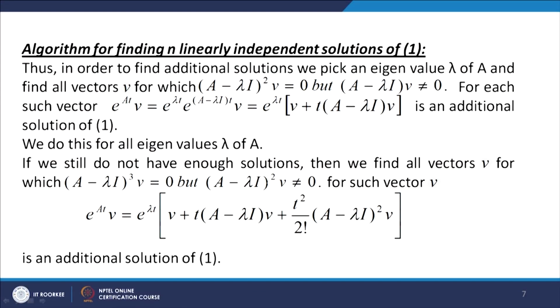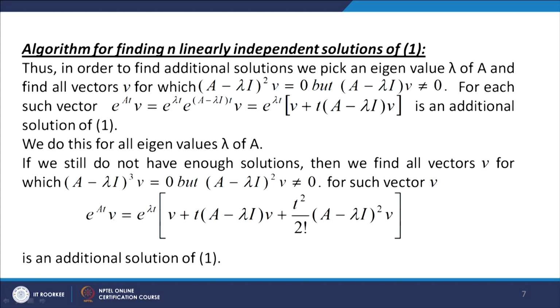If we still do not have enough solutions, that is we do not get all n solutions, then we find all vectors b for which (A minus lambda I) raised to the power 3 b equal to 0, but (A minus lambda I) whole square b is not equal to 0. For such a vector b, e to the power A t into b will then give you e to the power lambda t into e to the power (A minus lambda I) t into b, which will reduce to this expression inside the bracket, all other terms will vanish.